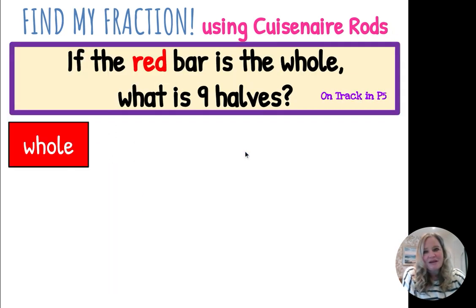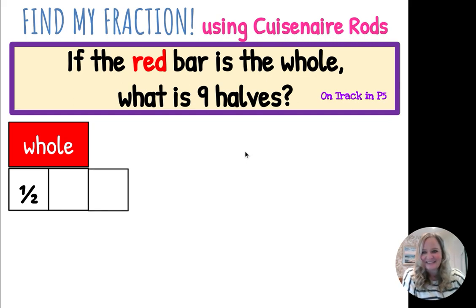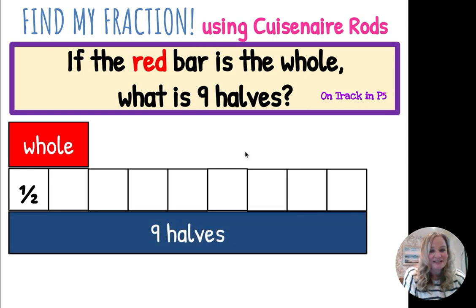Solving that problem, we need to first of all think about the red bar as being the whole. What is 9/2? So we first of all need to work out what is 1/2. 1/2 would be the white bar, because 2 of those recreate the whole. So we need 9 of those halves now. So there's 4, 5, 6, 7, 8, 9 halves. What are 9 of those white bars equal to? They're equal to the blue bar. So the blue bar is the equivalent of 9 halves.